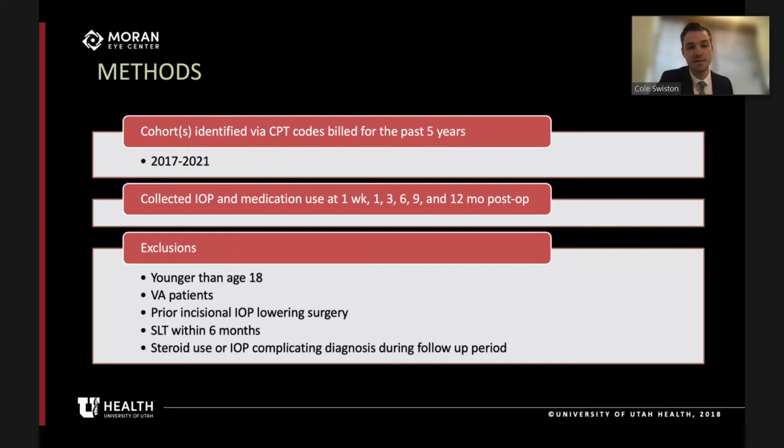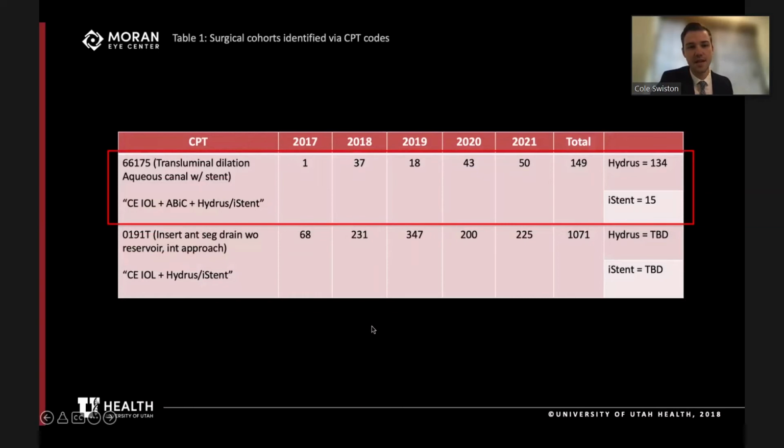We excluded any pediatric patients or VA patients, and those with prior incisional IOP lowering surgery, SLT within 6 months, or anyone who was using steroids or had another IOP complicating diagnosis during that follow-up. Here are the numbers from those CPTs. Again, we're going to focus on the ABIC Hydrus group right now. There were 134 patients who underwent this procedure at the Moran since 2017.